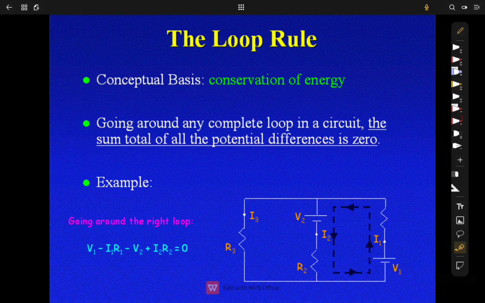Sunod is yung ating loop rule. So the conceptual basis: conservation of energy. Going around any complete loop in a circuit, the sum total of all the potential differences is 0. So, the potential differences pertaining here is yung ating mga voltages. So, for example daw, meron tayong looping at this branch. And yung looping natin is counterclockwise. Pag ganyan tayo naglo-loop.